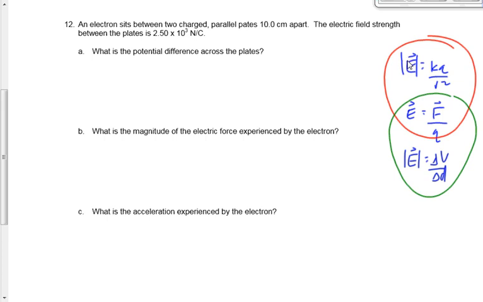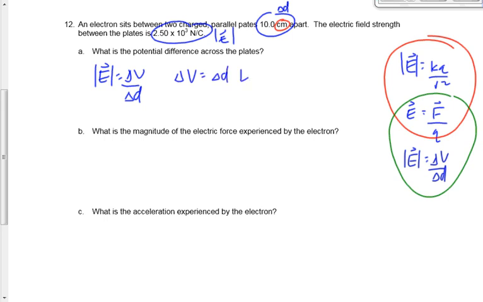This is the distance between the plates. Probably a good idea to circle that centimeters. This is the field between the plates. We want to find the potential difference. Look, we're allowed to use the bottom 2 equations. The one that fits there, probably E is equal to delta V over delta D. And when we do that, we get 2.50 times 10 to the 2, or 250 volts.